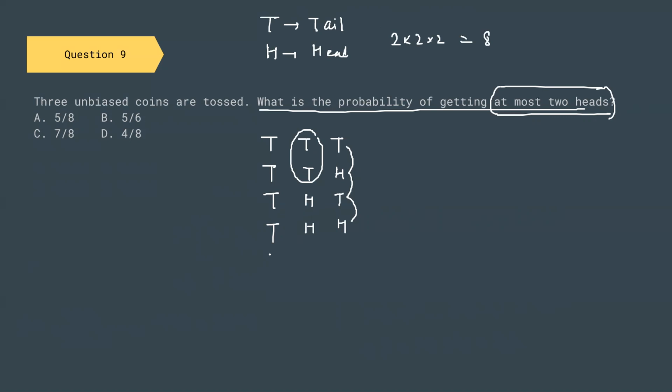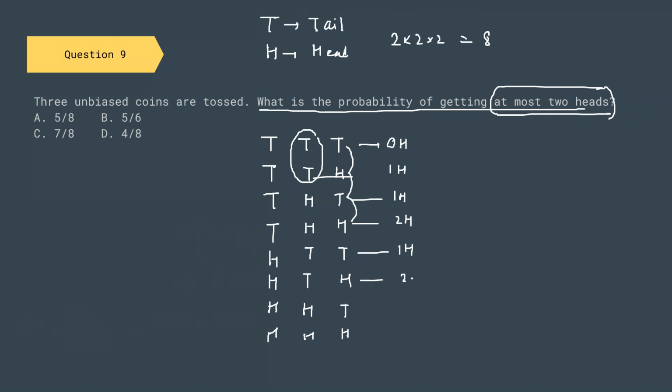The rest of the 4 combinations will be H, H, H, then H, T, T, then H, T, H, and so on. Now, this is 0 head. This is 1 head. This is 1 head. This is 2 heads. This is 1 head. This is 2 heads. This is 2 heads. And this is 3 heads.